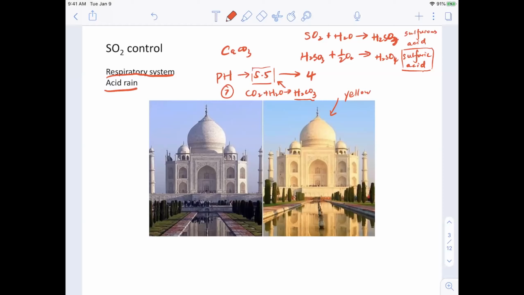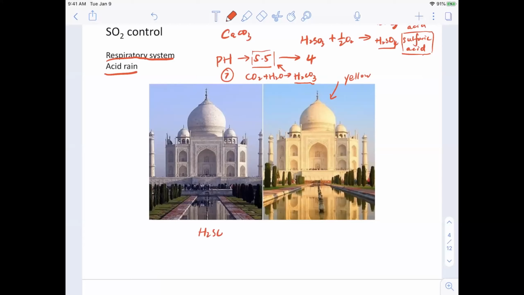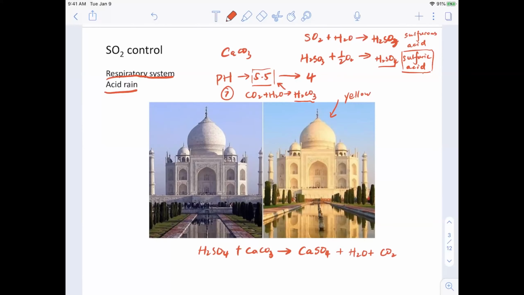And because of that, sulfuric acid can react with limestone and basically corrode the surface, right? So what happens is sulfuric acid can react with calcium carbonate and then form calcium sulfate plus water and carbon dioxide, right? So basically it's going to corrode the surface of the construction here, right? So that's why acid rain or sulfur dioxide needs to be controlled. Otherwise, a lot of the famous constructions will be damaged, right?